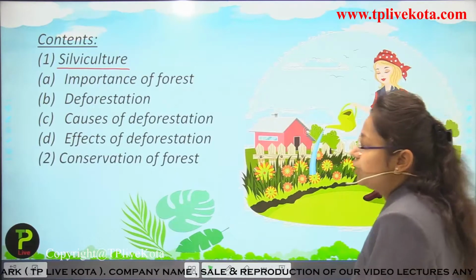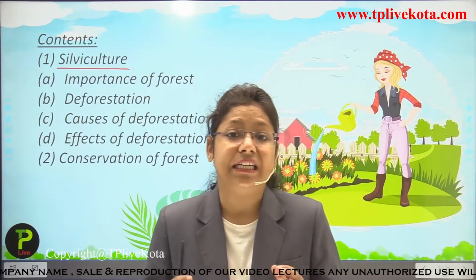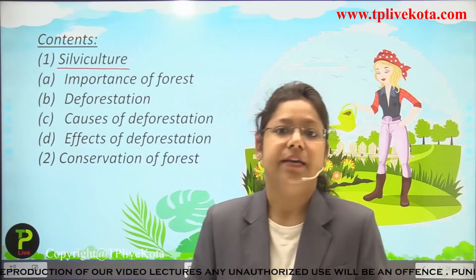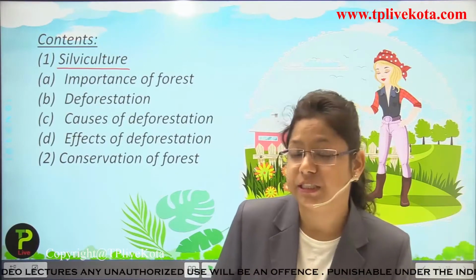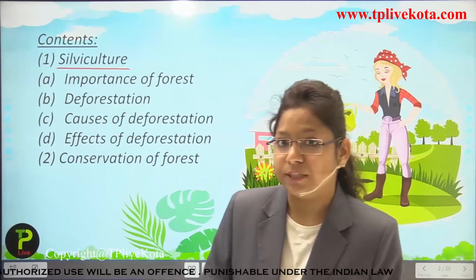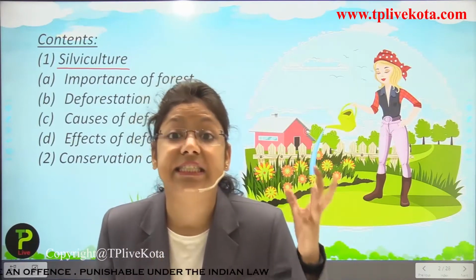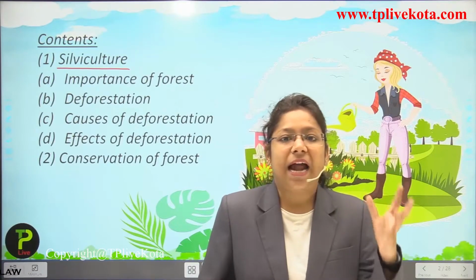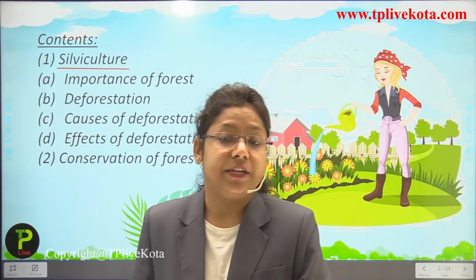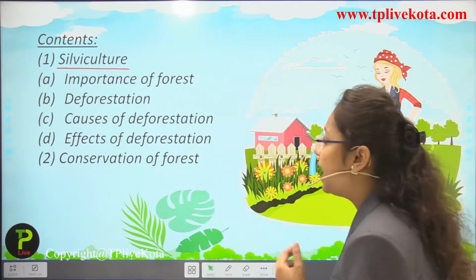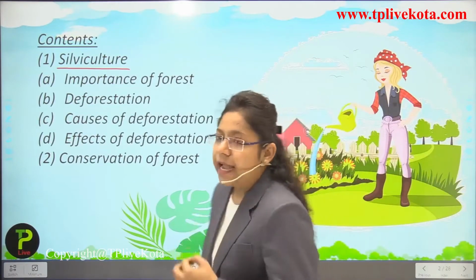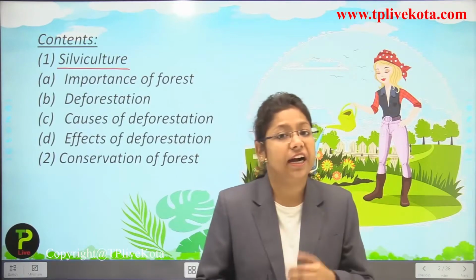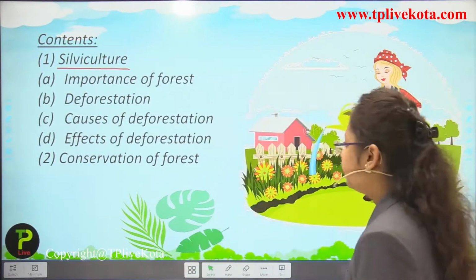Next is conservation of forest. Now, why is the conservation of forest necessary? Actually, some plant species which were very important to our society are becoming extinct now, and because of that, new plant species are not being generated. So, if a plant species becomes extinct, then new species of that plant are not formed.